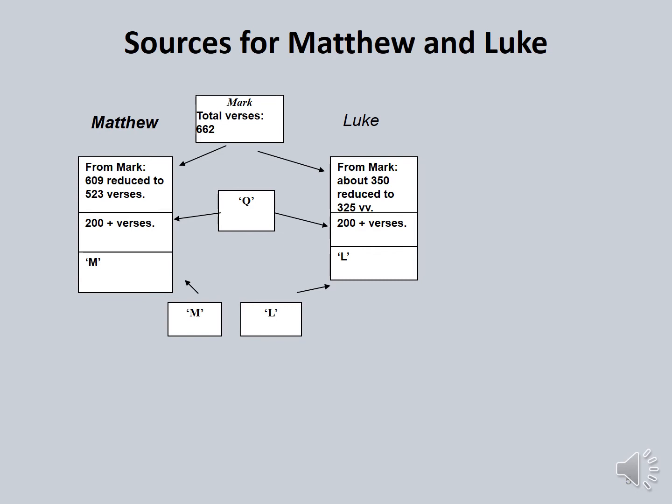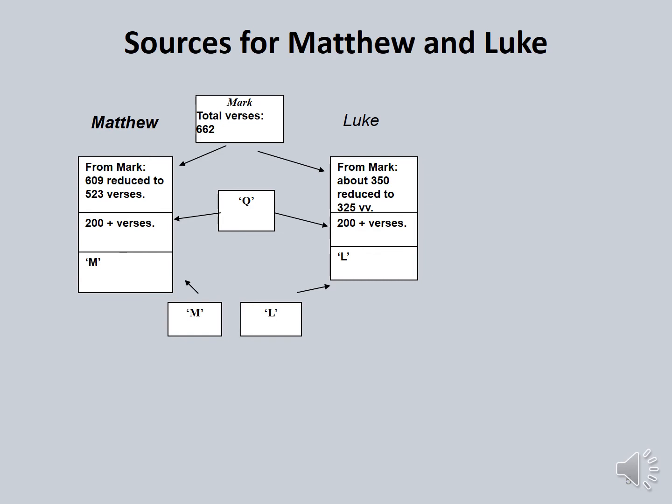So, for example, in Mark's Gospel, we have the parable of the wicked tenants. And that parable is also to be found in Matthew and Luke. But only in Matthew and Luke do we have the parable of the lost sheep. That parable is not found in Mark, and so it would be called a Q parable.